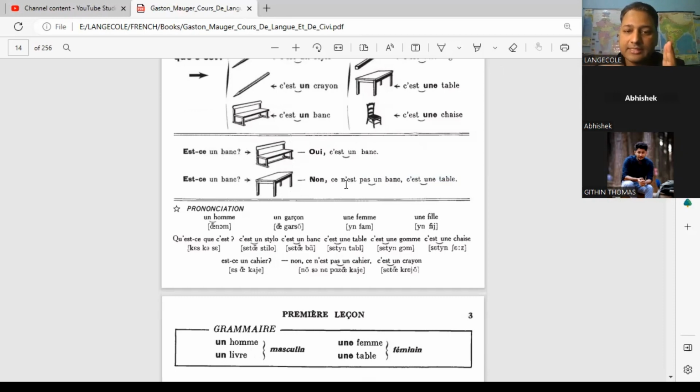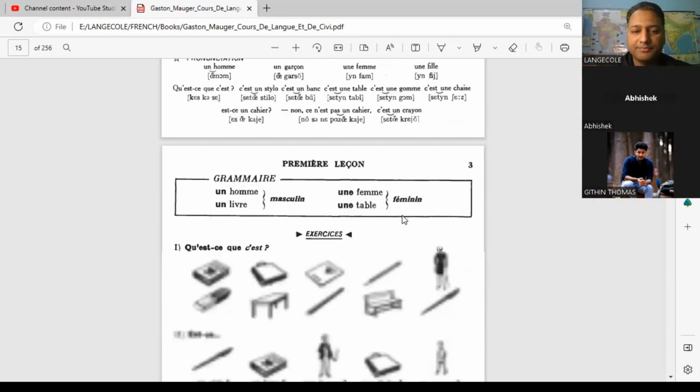The verb is surrounded by the two negative words, ne, N-E, and pas. That is how in French we make a negative sentence. I'll explain it in detail further after we learn the next chapter. Don't worry. As of now, that's why I'm not asking you to focus on this one. Stay there. The affirmative one, we will learn further.